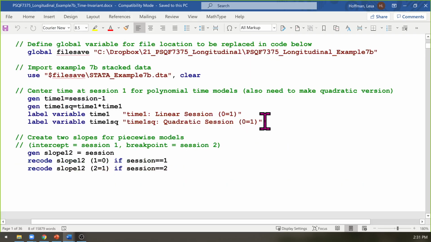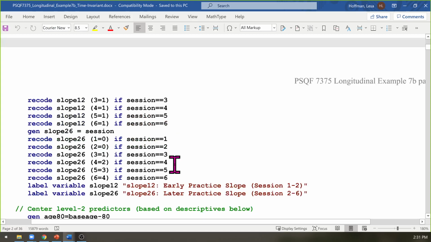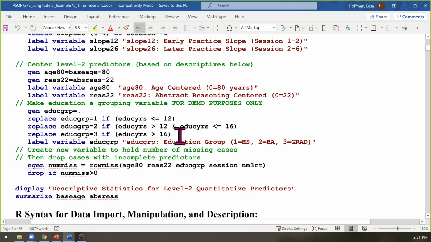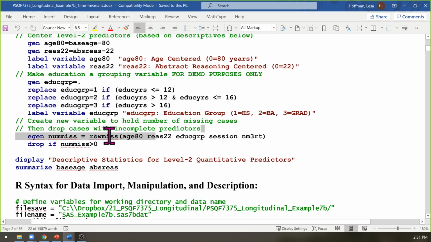The only difference is that I had to manually make a quadratic variable for inclusion on the random line in those models. Piecewise slopes takes a lot more code. And there's my centering for the other ones, and my recoding of education into 3 groups. And I used the row miss function to identify a new variable as the number missing, and then kicked out based on the number missing greater than 0.